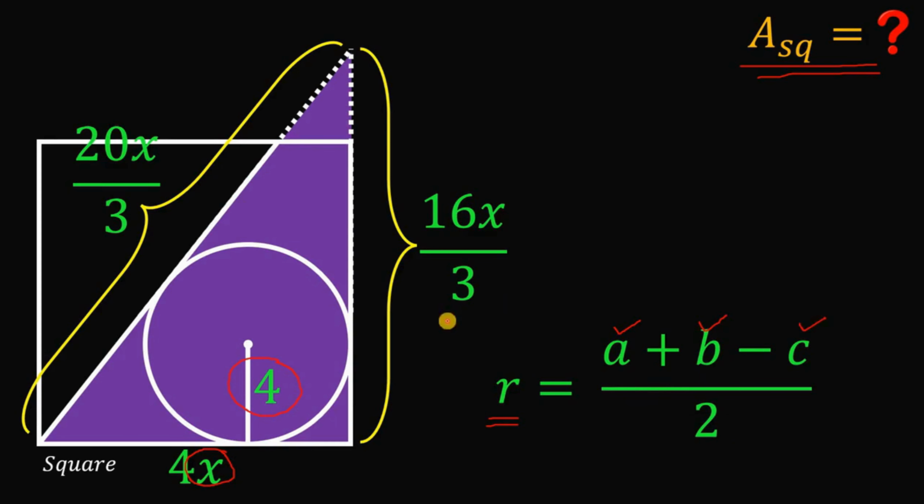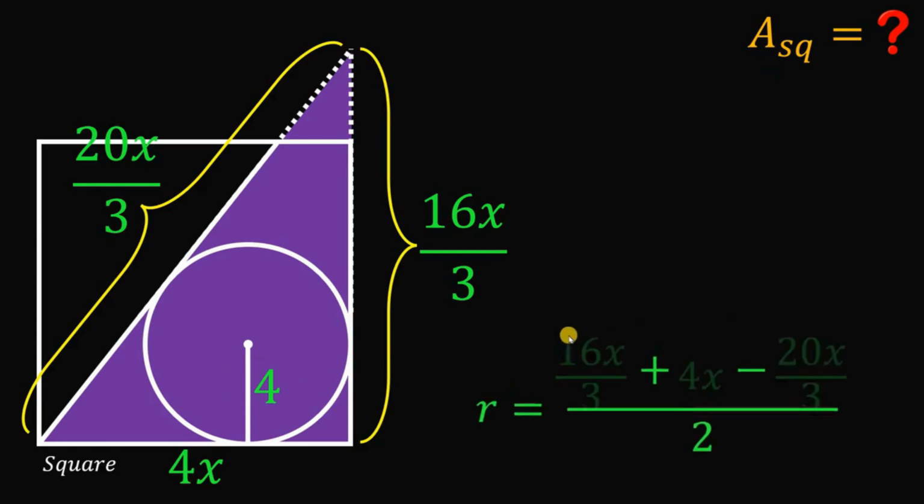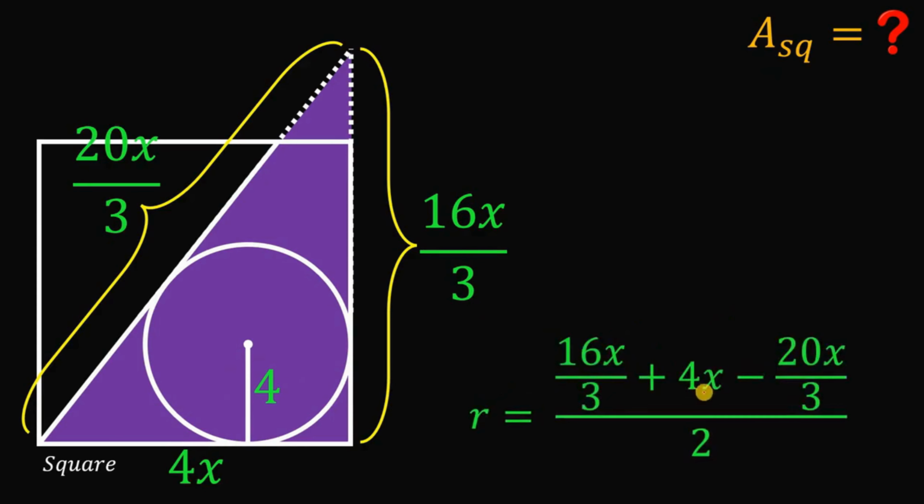And we know all of this. We have a, b, and c. So we can replace a, b, and c like this. So the side lengths 16x over 3 and 4x, and the hypotenuse 20x over 3. Also, we know the radius of the circle inside our right triangle. This is equal to 4. Now, using this equation, we can now solve for the value of x.